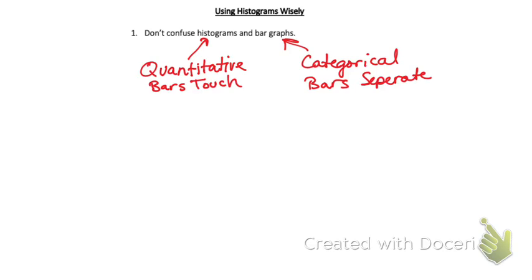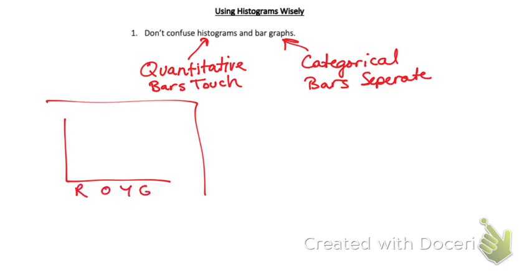All right, now, this is just a little side note here, okay? I'm going to draw you guys a categorical graph here. Red, orange, yellow, green, blue, and red, orange, yellow, green, blue. Okay, cool. So here's a categorical bar graph. Are you with me? Perfect.